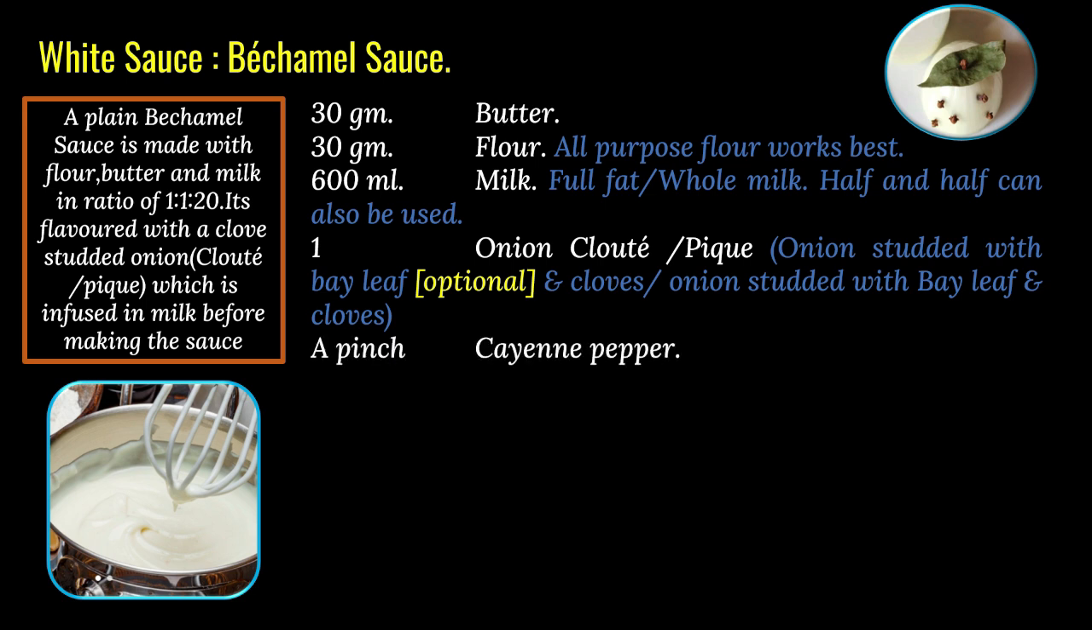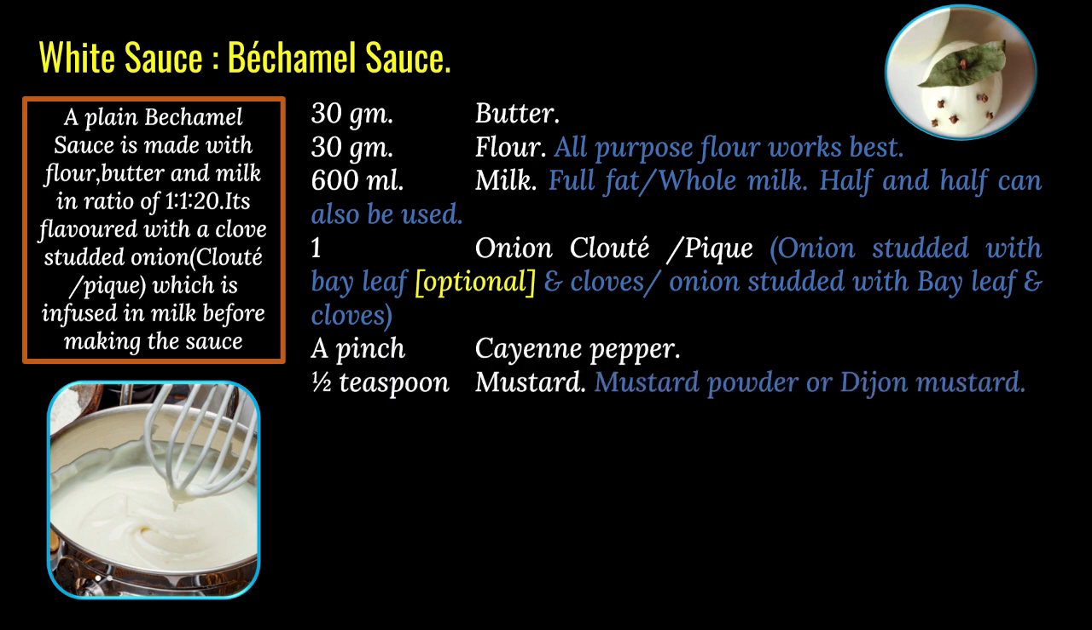A pinch of cayenne pepper, half a teaspoon of mustard, preferably Dijon mustard is used. Dijon is the mustard capital of the world in France. 1/4 teaspoon nutmeg powder, that is for flavoring, and for the taste salt and pepper. It is cooked together. So roux is made, then it is mixed with milk by following certain guidelines. With the other ingredients it is cooked and then strained.